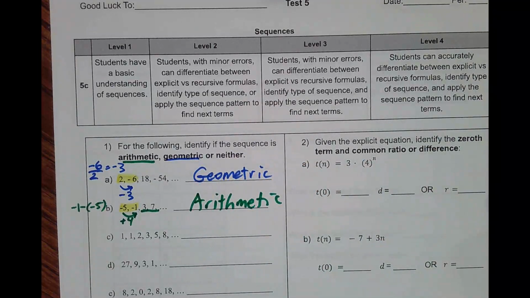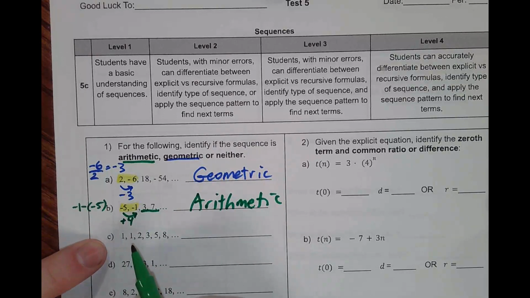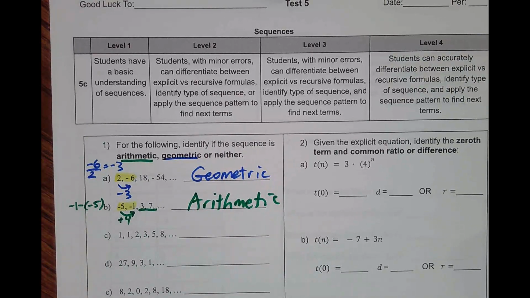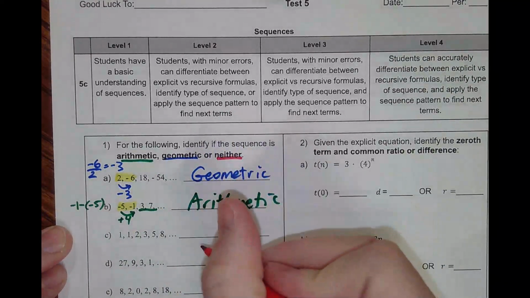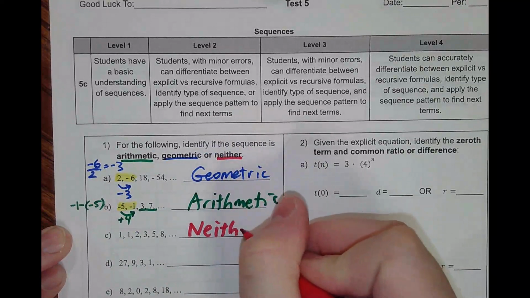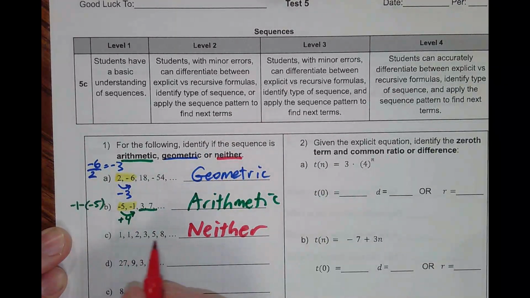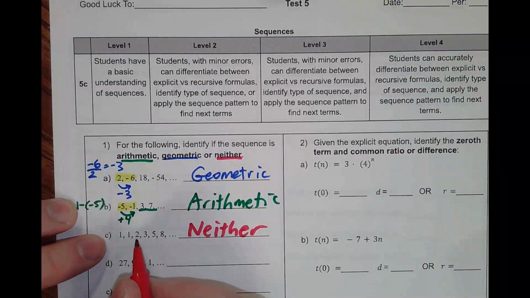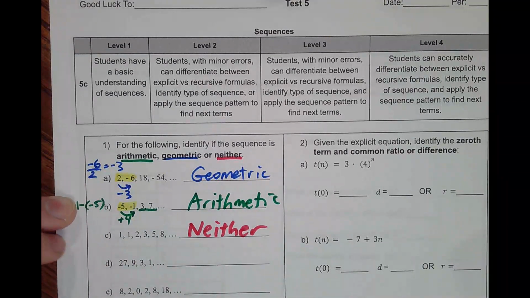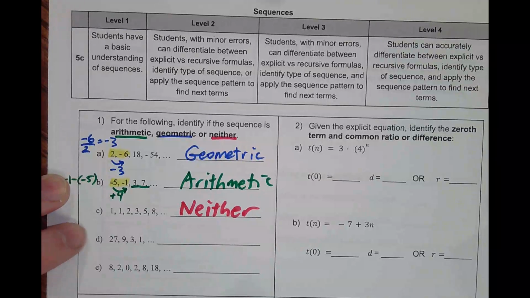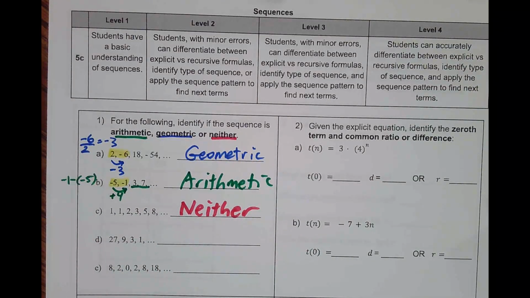Okay, number 3, or letter C, sorry. That one's going to be neither. There's no arithmetic or geometric pattern that's going to match this. It's not adding the same number each time, and it's not multiplying by any number each time either. So that one's neither.